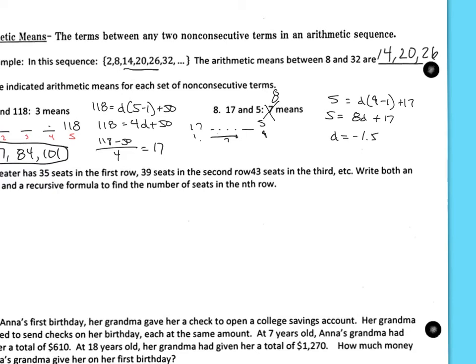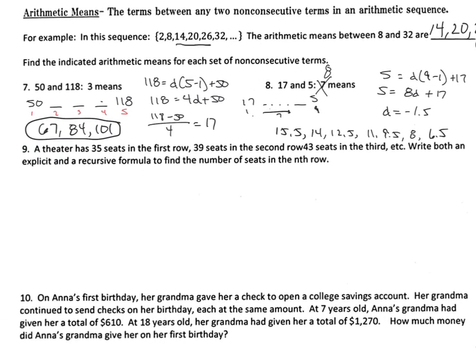Remember, we're arithmetic. So we would have 15.5, 14, 12.5, 11. My brain stopped working, sorry. 9.5, 8, and 6.5. If we subtract 1.5 again, we'd end up at 5.